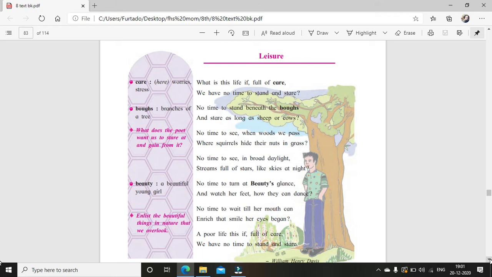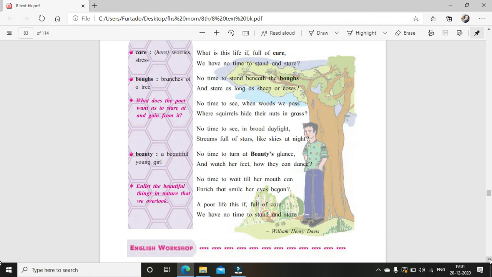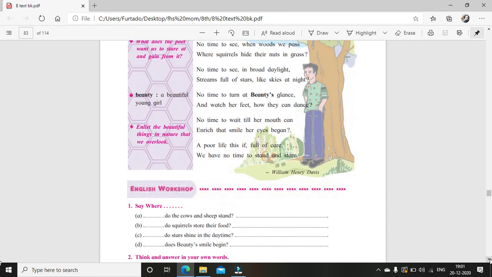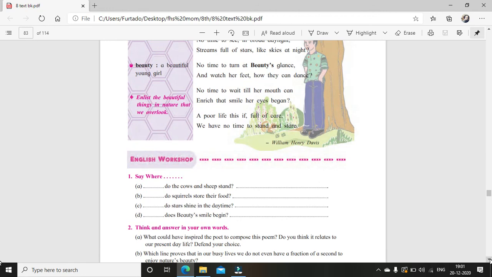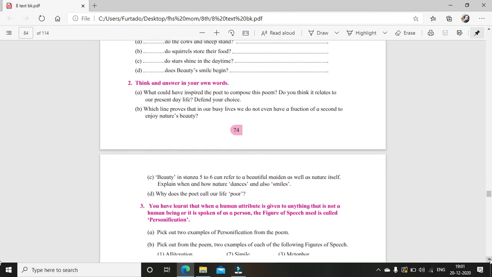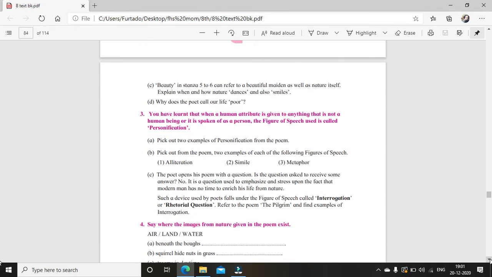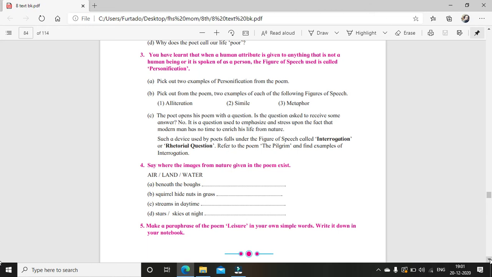Clear? Okay. Now this poem is over. I hope you all will write the poem, write the figures of speech as well. Now, for homework, the first part is very easy, and then you can do the fourth part, where you just tell whether it's from air, land, or water.